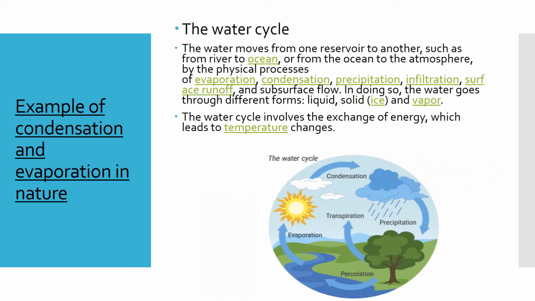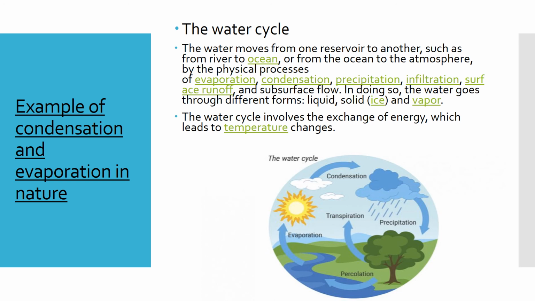The next example of condensation and evaporation in nature is the water cycle. You already know the water cycle. How does the water move in our world? The water moves from one reservoir to another, such as from river to ocean or from ocean to the atmosphere, by the physical processes of evaporation, condensation, perspiration, infiltration, surface runoff, and subsurface flow. In doing so, the water goes through different forms: liquid, solid, and gas or vapor.